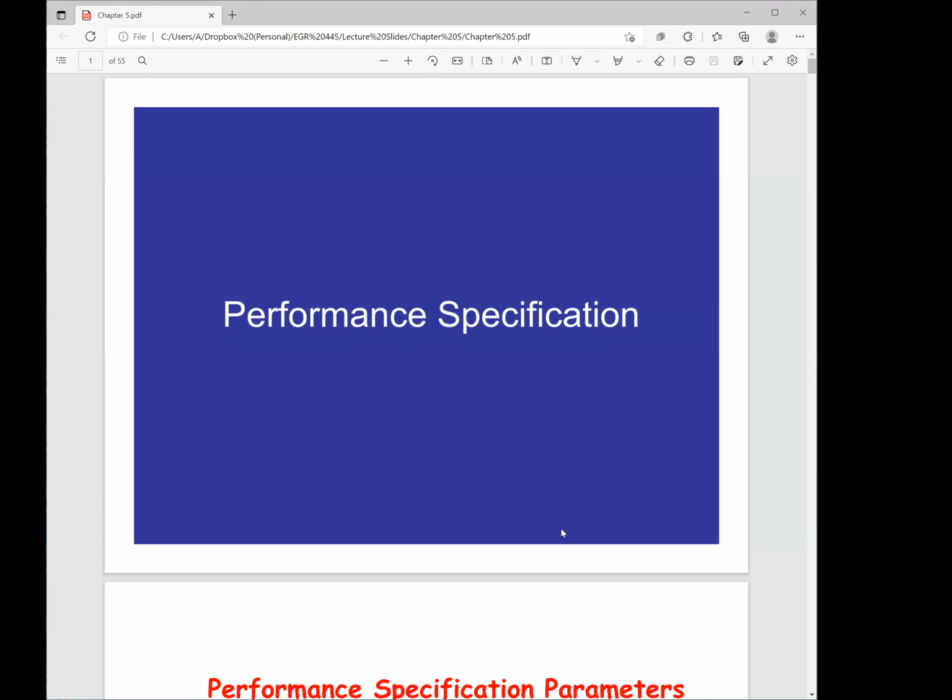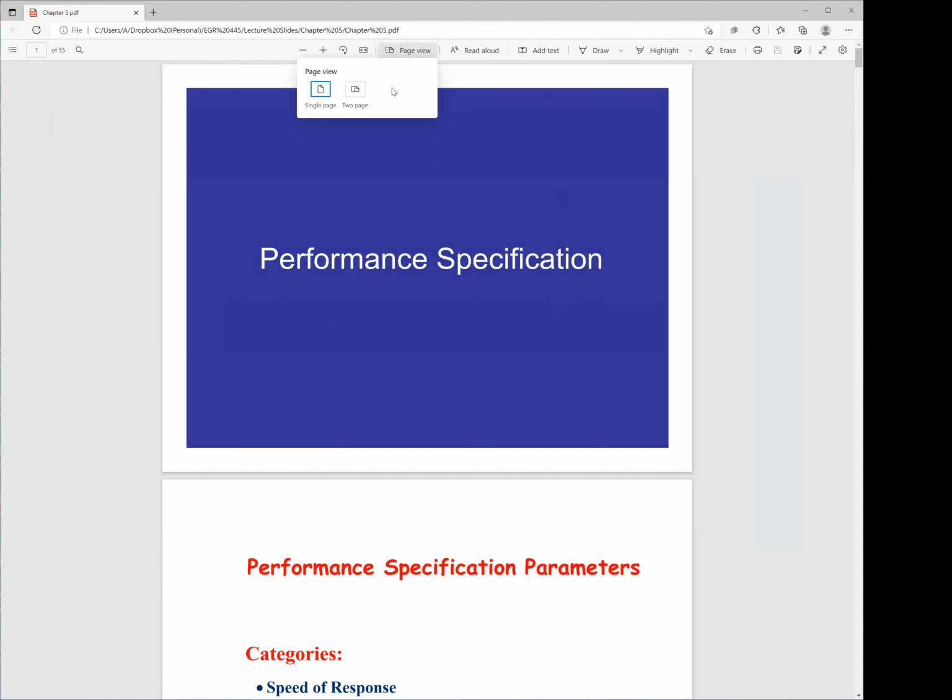Okay. The next chapter which I want to talk about is chapter 5. And in chapter 5, we are going to talk about something called the performance specifications. So what do I mean by performance specifications? Performance specification means if I design a system, how do I want this system to behave?